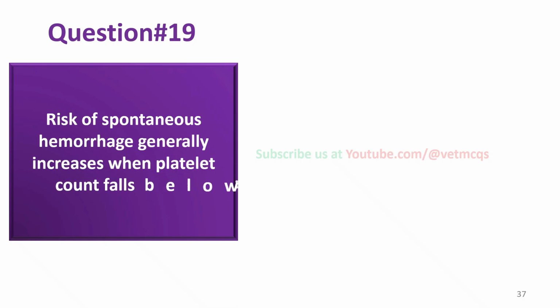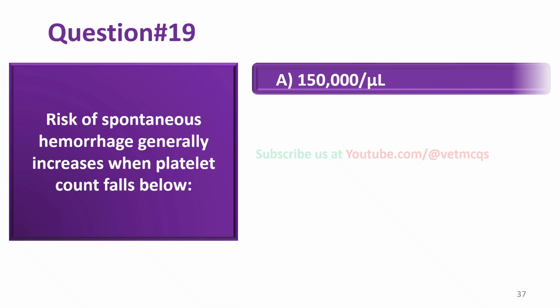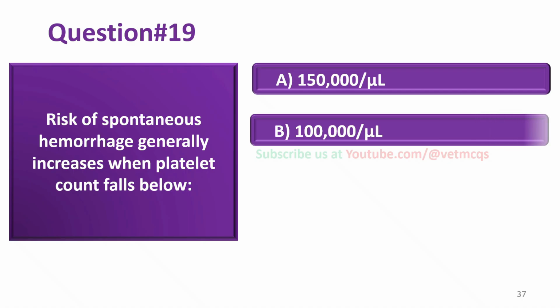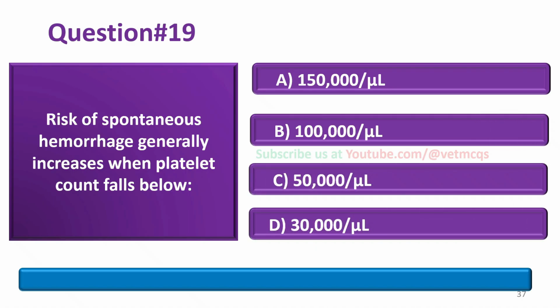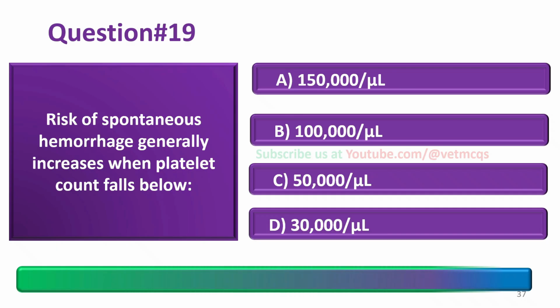Risk of spontaneous hemorrhage generally increases when platelet count falls below 150,000 per microliter, 100,000 per microliter, 50,000 per microliter, 30,000 per microliter. And the correct answer is option D, that is 30,000 per microliter.